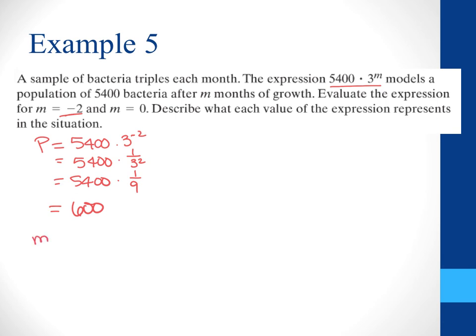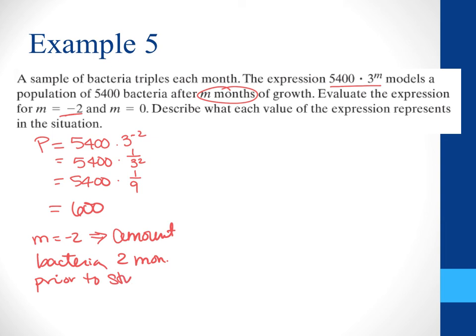So when m equals negative 2, okay, we have a negative exponent, and we know that m is the number of months of growth. So a negative 2 months of growth means that this is the amount of bacteria 2 months prior to the study beginning. So we'll say prior to the study starting.